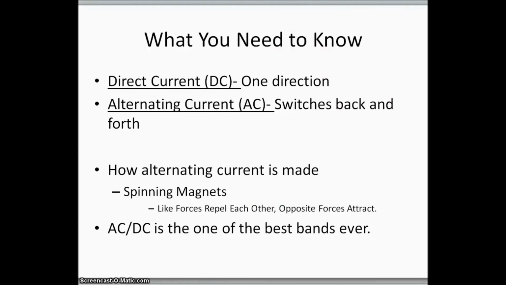Okay, this is what you're going to need to know from today's little talk and video. Direct current, one direction, DC. Alternating current, AC. Switches back and forth. Those are the simple ideas that we've gone over today. You're also going to need to know how alternating current is made with that spinning magnet and knowing that like forces repel each other and opposite forces attract. And the last thing everybody needs to know is AC/DC is one of the best bands ever.